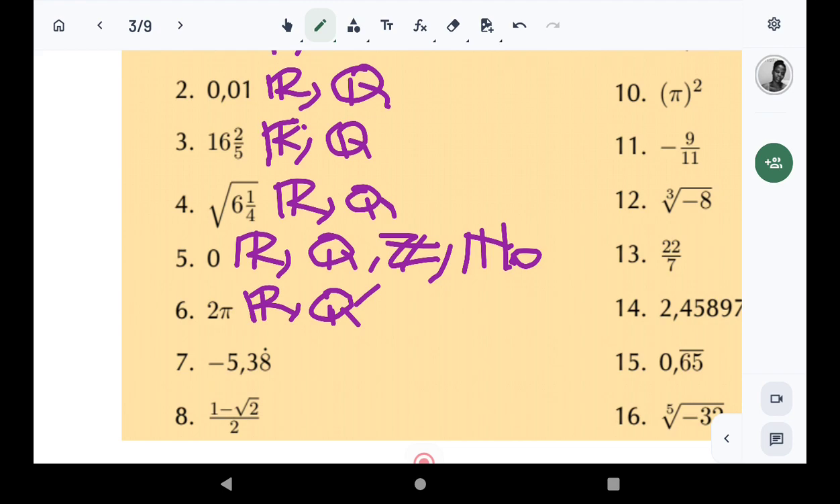-5.3 with 8 and a dot at the top. That means the 8 is repeated. So yes, it is a real number. It's rational. Yes, it's a decimal number with a repeated pattern, but it is not an integer. 1 minus the square root of 2 over 2. The square root of 2 is an irrational number, so the whole number becomes irrational. It is real though, but it is irrational, and that's where it ends.